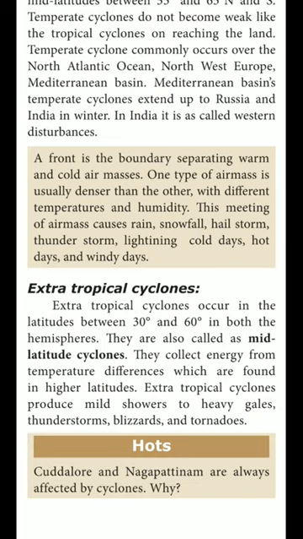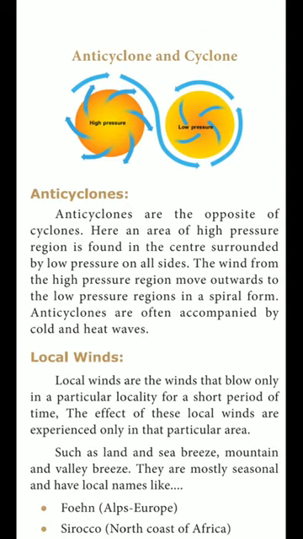Okay, next one is the anticyclone. Anticyclone and cyclone. From this picture, what do you understand? High pressure and low pressure, isn't it? So an anticyclone is the opposite of a cyclone. Here, an area of high pressure is found in the center, surrounded by low pressure on all sides. The wind from the high pressure region moves outwards to the low pressure region in a spiral form. Anticyclones are often accompanied by cold and heat waves.